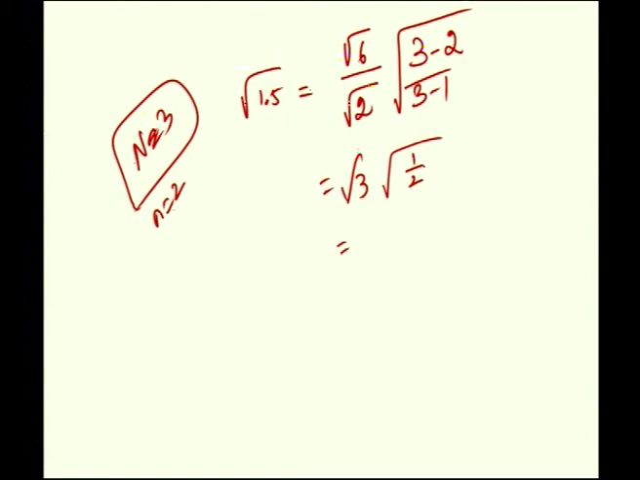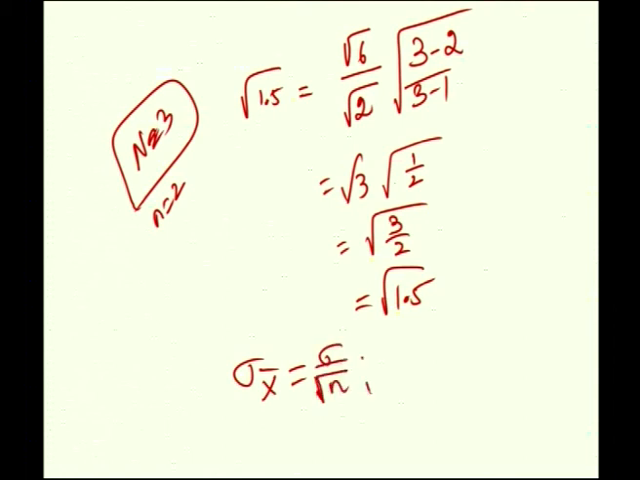So, samples are taken of size 2. Therefore, small n is equal to 2. So, root 6 by root 2 into root of 3 minus 2 by 3 minus 1, that is root 3 into root of 1 by 2, that is root of 3 by 2, which is equal to root of 1.5, hence verified. So, we have proved that sigma x bar is equal to sigma by root n into root of capital N minus small n by capital N minus 1.